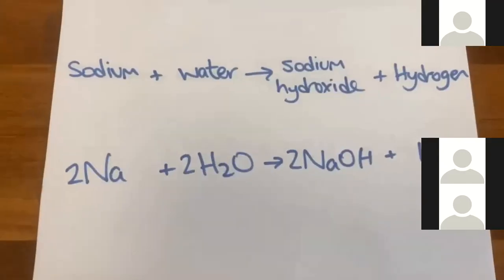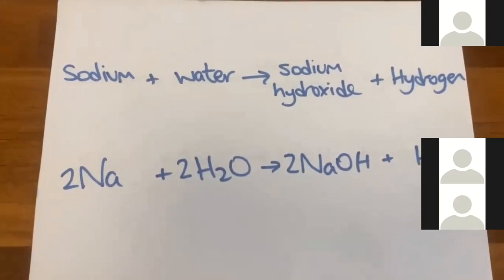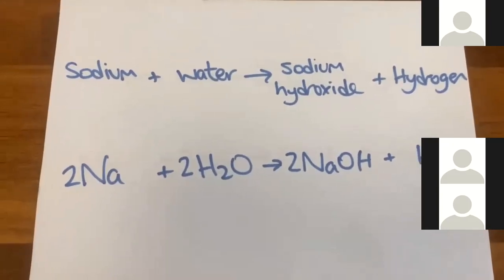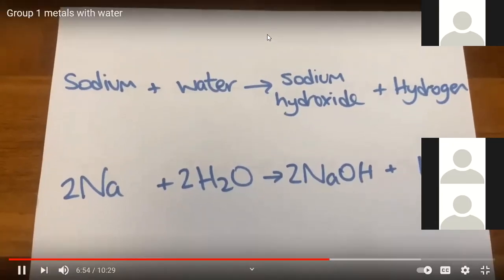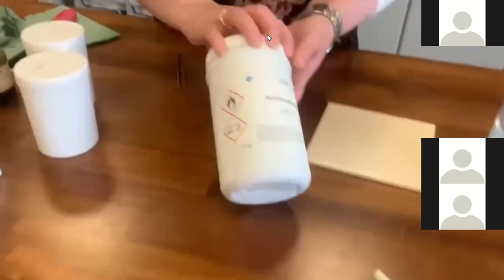Okay, so our equation for sodium is the same as lithium. We've got sodium plus water goes to sodium hydroxide plus hydrogen, and there's a symbol equation underneath as well. So remember, sodium hydroxide is an alkali as well. And then our last one I'm going to show you is potassium.